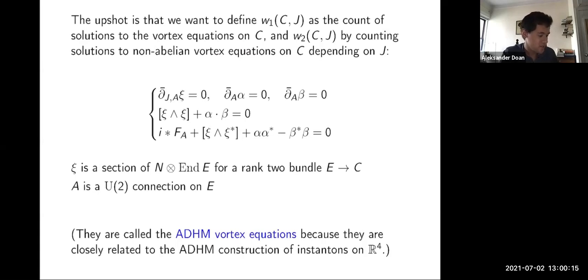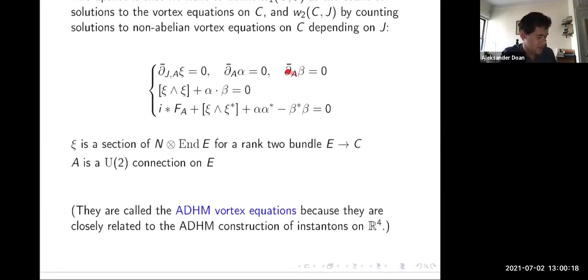So again, it's not very important at this point what these equations are, but the only thing I want to point out is that these equations involve certain connections and sections and so on, but importantly, they involve a section of the normal bundle twisted by an endomorphism bundle of some other bundle. So locally, how you should think of it is a normal bundle tensor space of matrices. So now you could ask, well, why would it be that the number of solutions to this equation changes when I have a multi-valued section of the normal bundle?